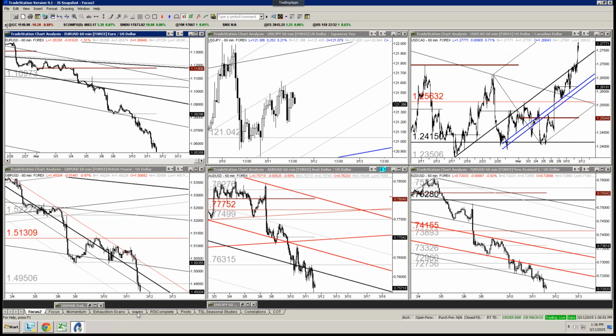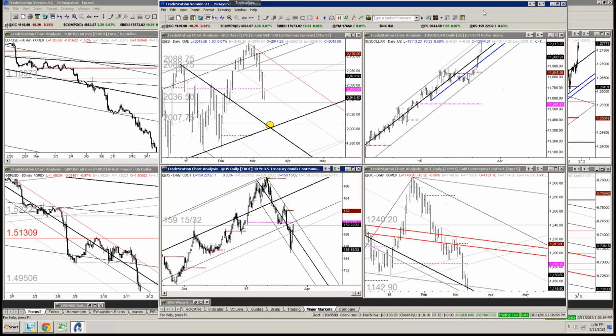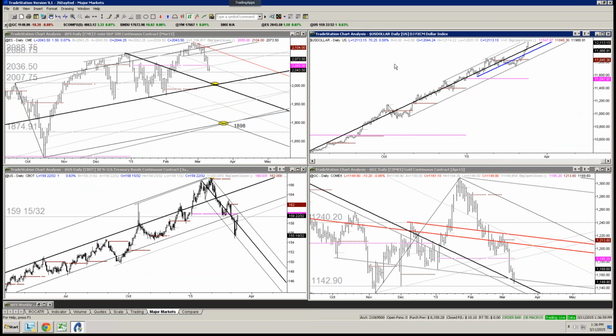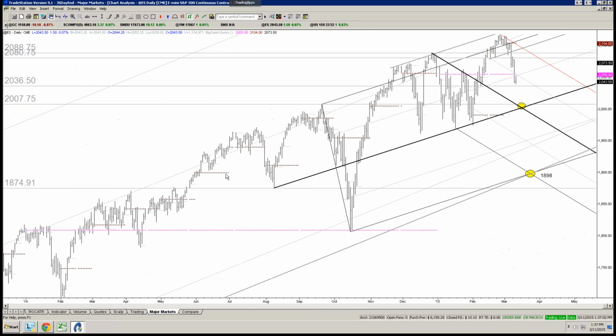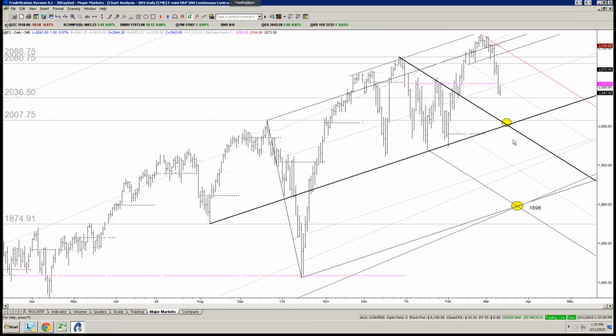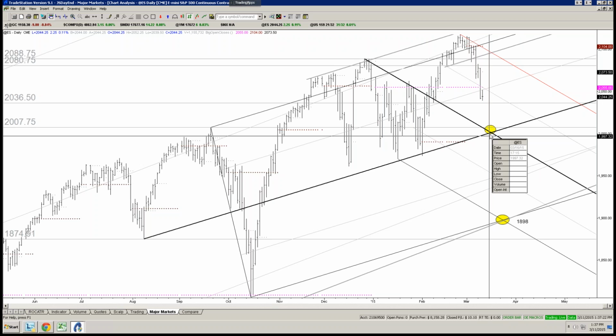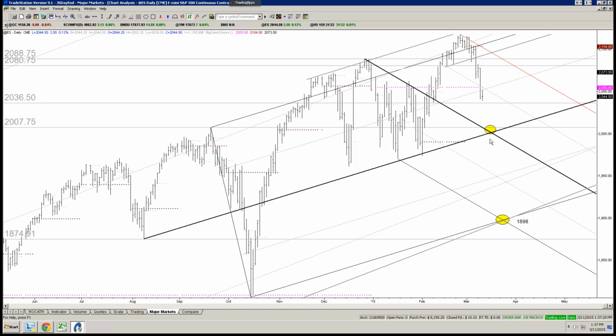Let's look at some of the other markets too. S&Ps, I still think we're heading down. I don't think there's any real support in the S&Ps until, you know, down here, like 2000. And that actually would probably be temporary support, but you could get quite a bounce from there. Okay, at about 2000.